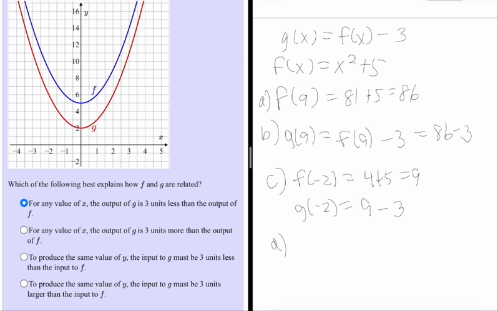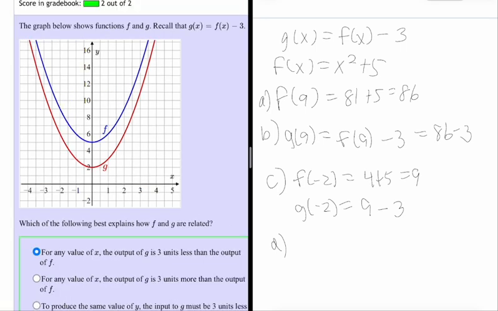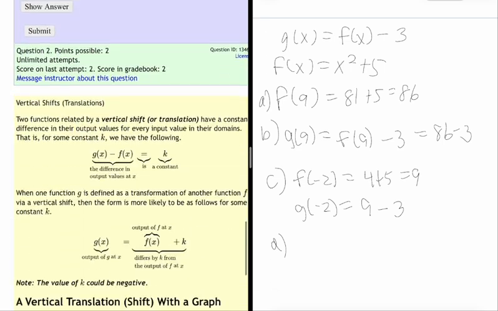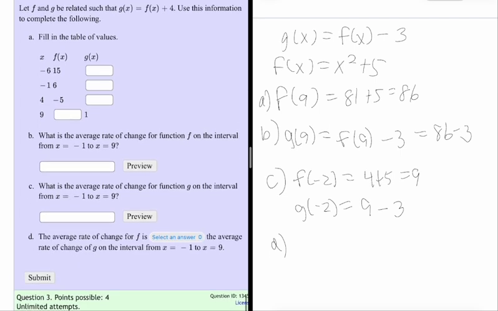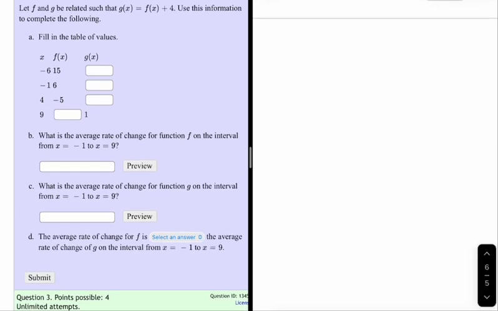So you'll notice that our output values went down by 3. Anything on the outside changes the output, the y value. Anything on the inside changes the input. And then our last little section here, let's go ahead and do this together.